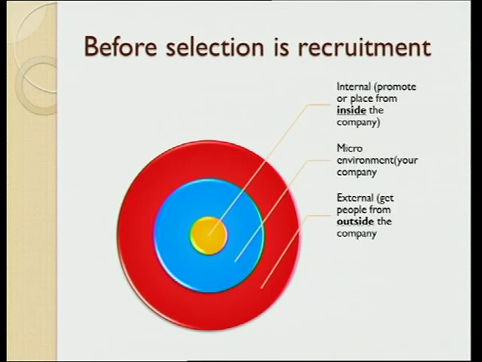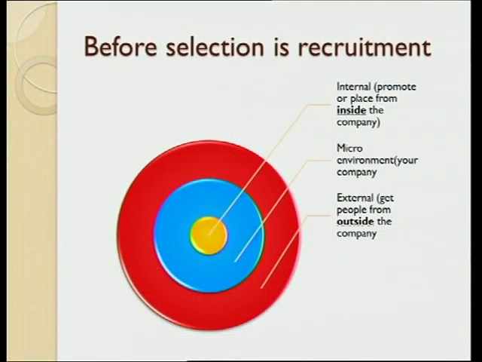Okay, I'm going to take this one. Before you even do all of this, you have to decide, first of all, where am I going to recruit? Where am I going to find my human component? Now, we're going to teach you about two of them. One is internal. That would be, I'm looking inside of my company. So the little yellow circle, I'm looking at them. I'm looking at the people who already work for me.